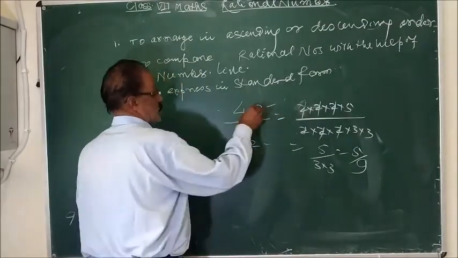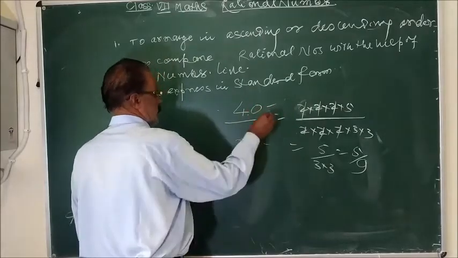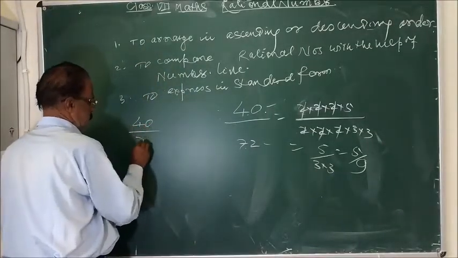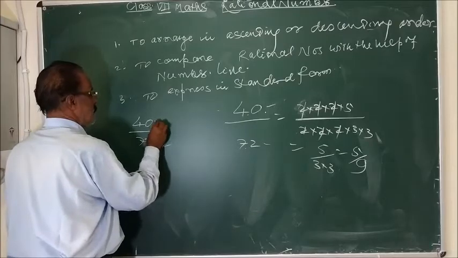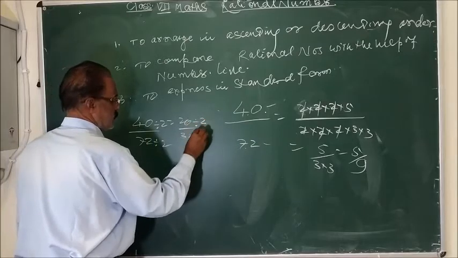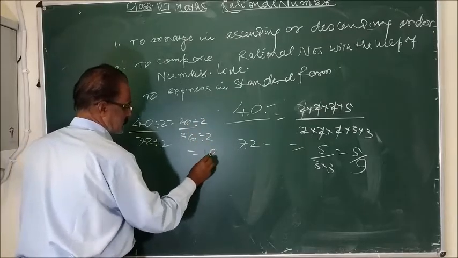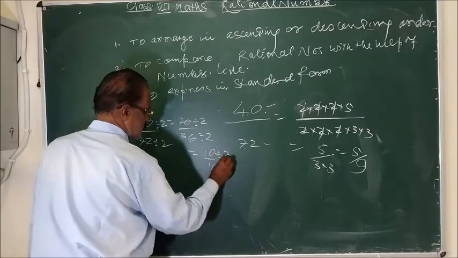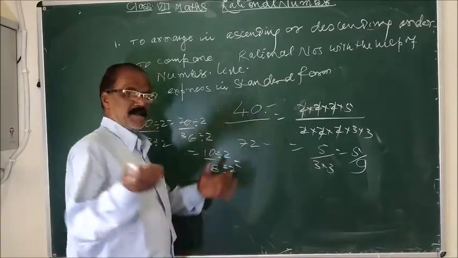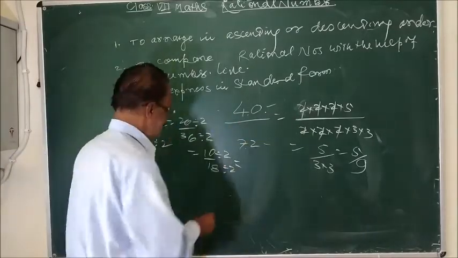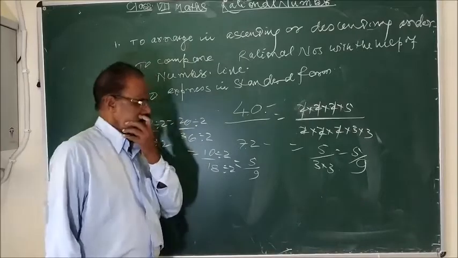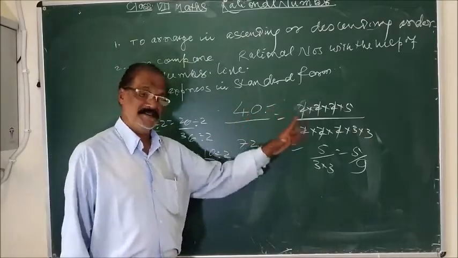Although there is another method: you divide both the numerator and denominator by 2, like this, 40 by 72. You divide by 2, divide by 2. This will be 20 and this will be 36. Again divide by 2, again divide by 2. This will be 10, this will be 18. Again divide by 2, again divide by 2. Do it only if both are divisible, not that only the numerator is divided; you divide both. So this will be 5, this will be 9. Understand? This is another method. But I suppose this is the most important, very easy method.